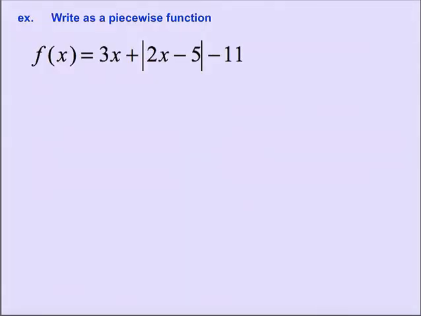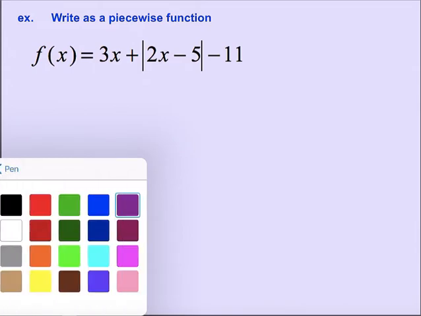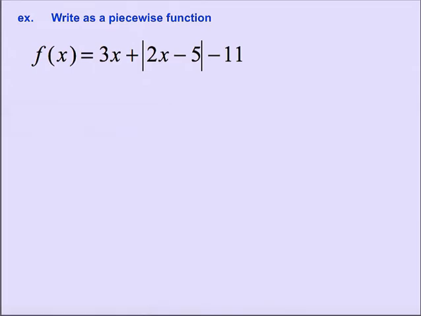Okay. For the next one, it gets a little bit trickier because there's another x in there. But that doesn't really change the process. We're still going to have a simple version, which is, if 2x minus 5 is positive, then it just is itself. So it's 3x plus 2x minus 5 minus 11. And I'll simplify that. I can add my 3x plus 2x, and I can combine my negative 5 minus 11, and that's my simple version.